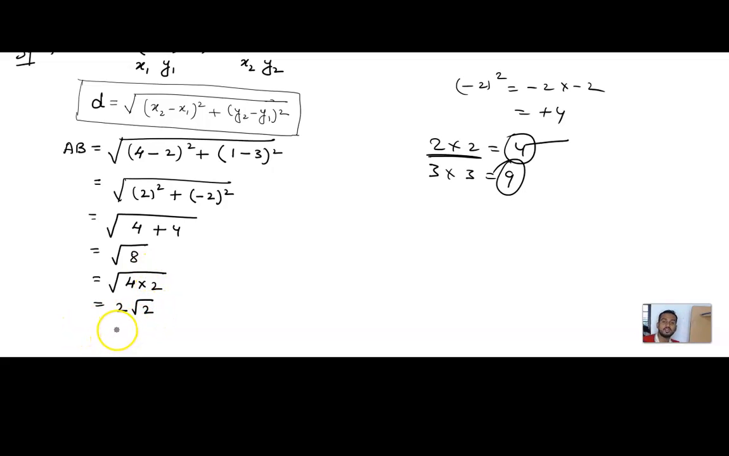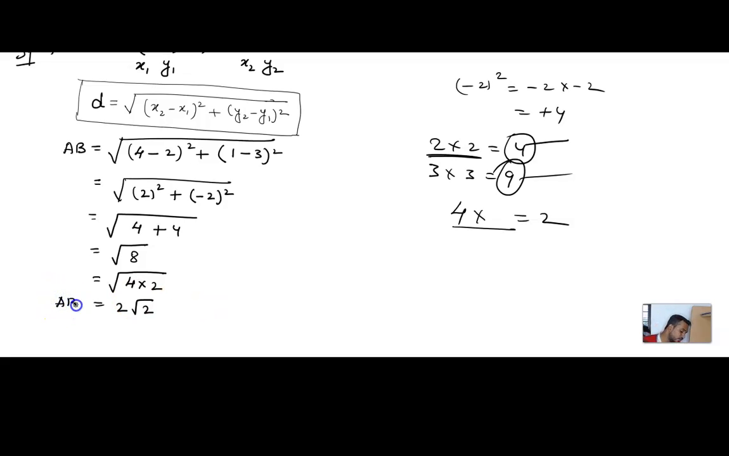So 2 is even or odd? Even. So which is the least even perfect square? 4. In 4 tables, do we get 2 as the answer? No, because 4 ones are itself 4. So 2 we don't get in 4 tables. Try with 9. In 9 tables, will you get 4? Will you get 2? No. So we cannot reduce it.